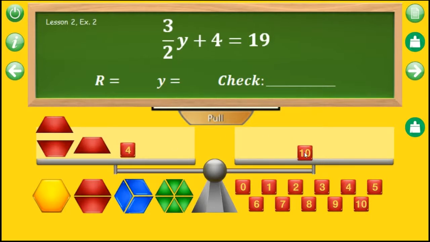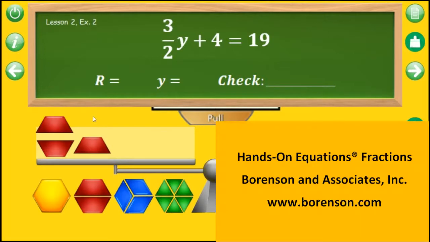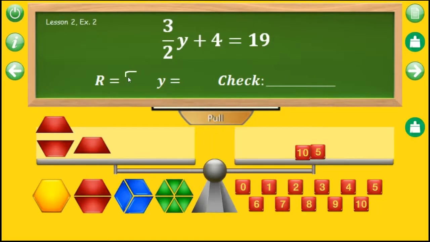Okay, so now, since you've had hands-on equations, you're ready to perform legal moves. What can you do? You can take 4 from 19. I could take away a 4 value from the cubes on both sides, and the 19 becomes a 15. Now, at this point, if 3 red blocks are 15, what's the value of each one? 5. And how much is y going to be?